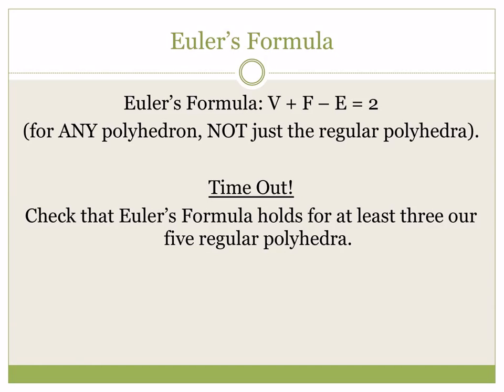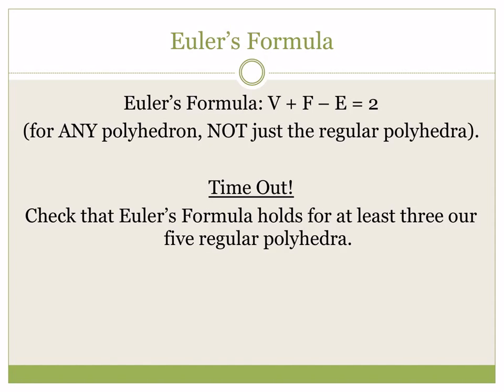So if you have any kind of polyhedron, the vertices, those are the corners, plus the faces, those are the flat sides, minus the edges, those line segments, always equals 2. It always equals 2. We're going to do one together, and then I want you to do 2 of them on your own to make sure that it worked.